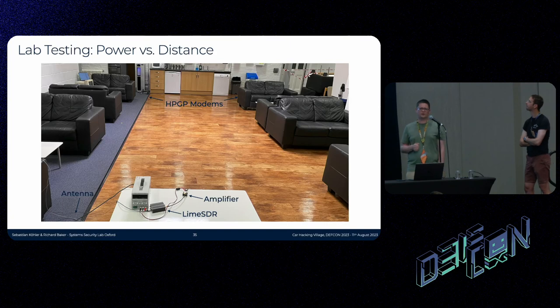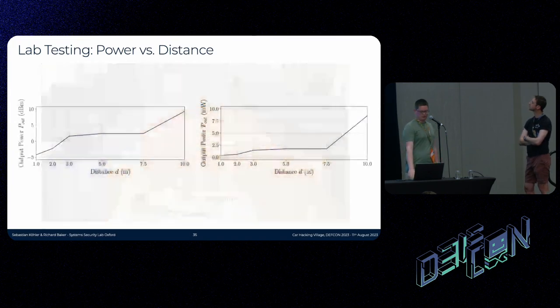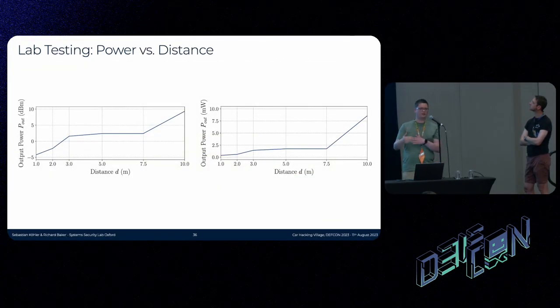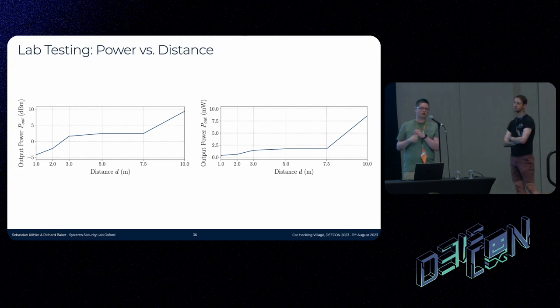Right, so we did some experiments in our lab at the university. You can see the HomePlug Green PHY modems in the back and our attacker setup in the front, roughly 8 to 9 meters away, and we successfully disrupted it. So we plotted some graphs. We basically tested, for a given distance, how much power we need to disrupt this charging communication, just a HomePlug Green PHY communication.